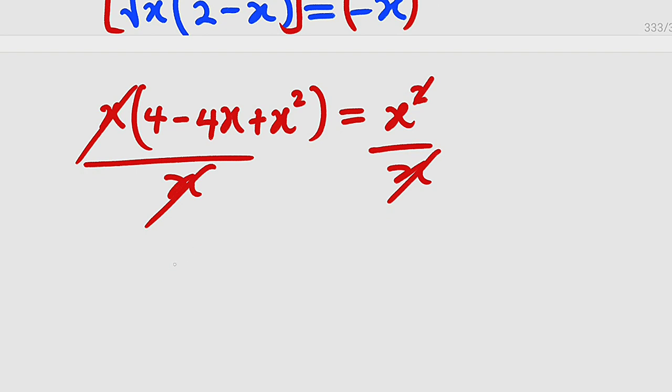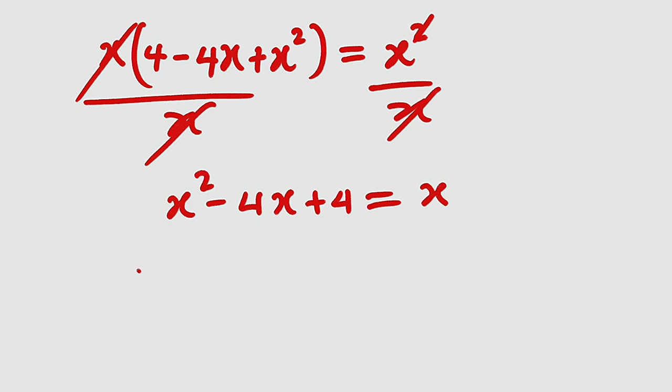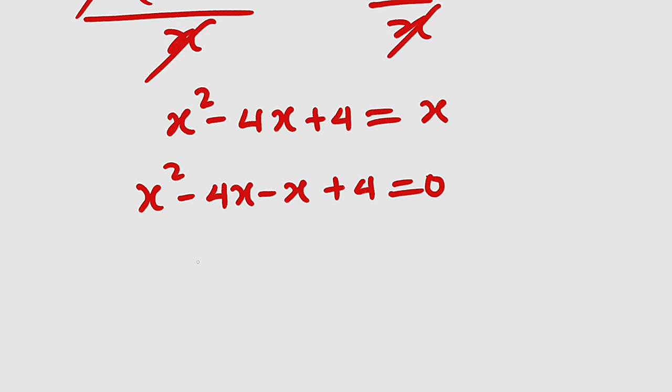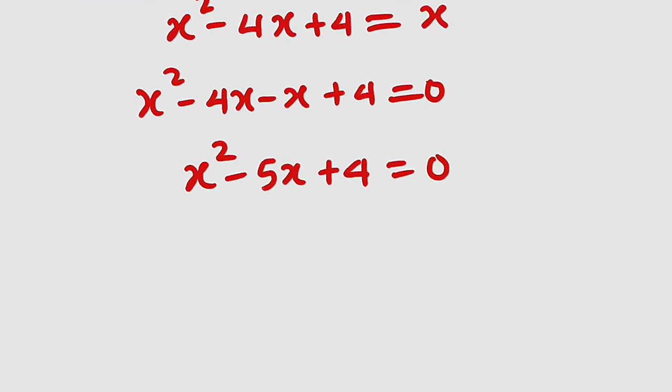So to the left hand side, I can rearrange it as x squared minus 4x plus 4. And the other side, we have only x. Let us bring x inside. We have x squared minus 4x minus x as it crosses over. Then we have plus 4. This is equal to 0. So finally, we have a quadratic equation, x squared minus 5x plus 4 equal to 0, which can be factorized.